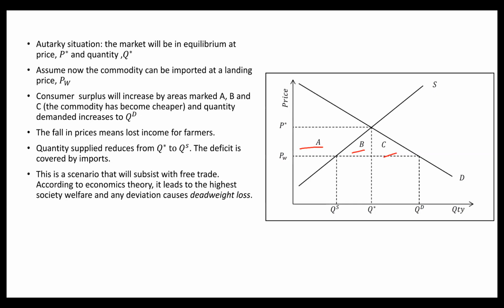Now that they have reduced supply to QS, then you will find that the quantity that is demanded is QD, there is also that shortage. This shortage or the deficit is what will be covered by import. So the size of import shall be QD minus QS. All that shall be the import. So in this scenario, that will subsist with free trade.